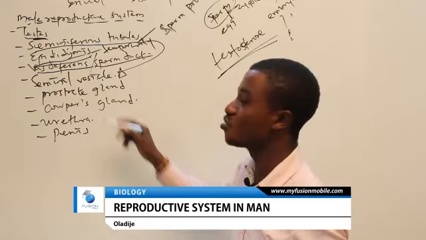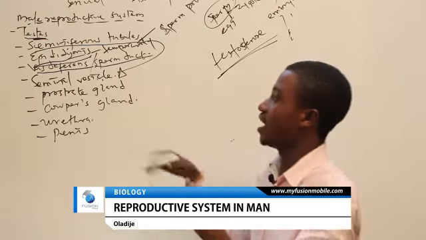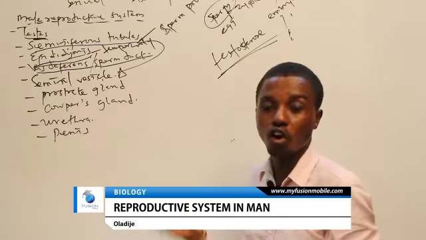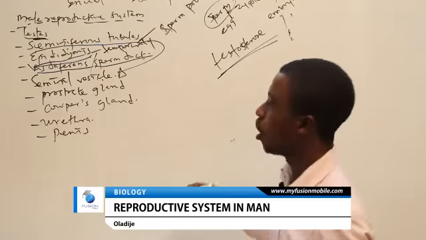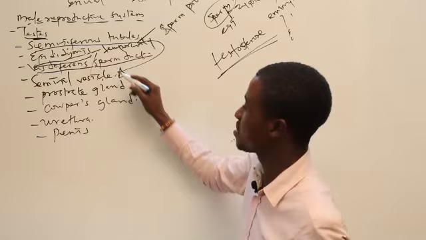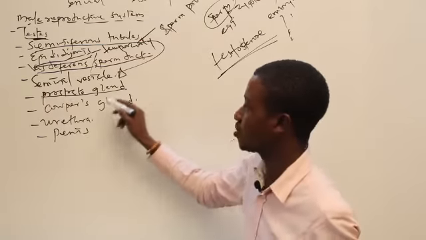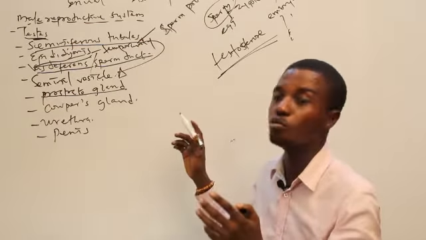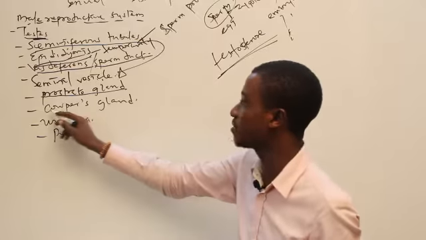The seminal vesicle secretes semen. It secretes a fluid on the sperm that is being produced. Now, aside from the seminal vesicle, we have the prostate gland. The prostate gland is connected through several tubules to the urethra. As well, we have the Cowper's gland.